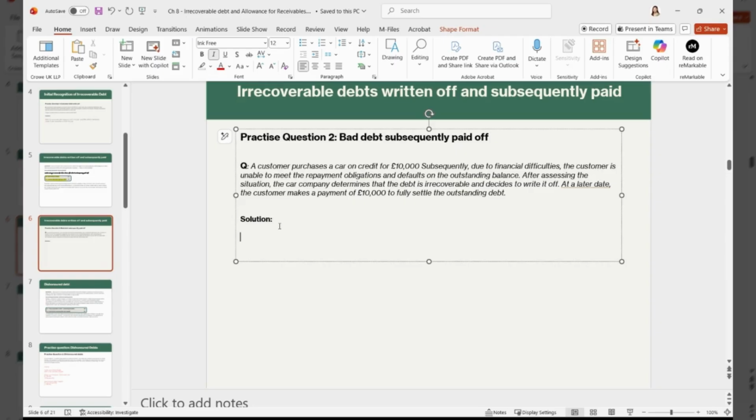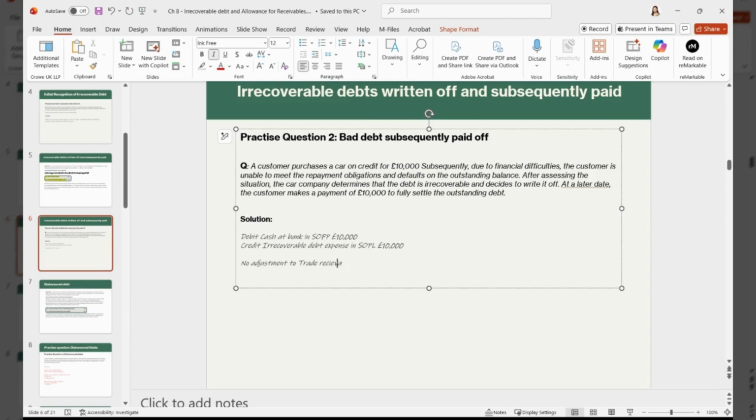The journal entry is actually very straightforward. We start by debiting cash at bank £10,000 to record the cash received. And we then credit irrecoverable debt expense £10,000 to reverse the expense that was recognised when the debt was written off. And notice something important here. We do not adjust trade receivables. That adjustment already happened when the debt was written off. At this stage, we're simply reversing the expense and recognising the cash inflow.